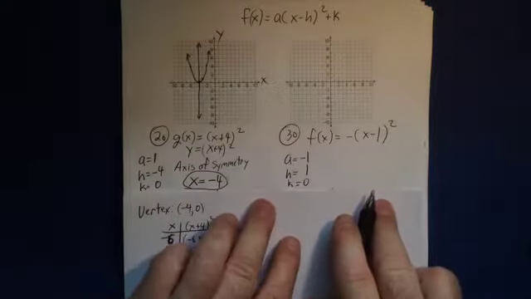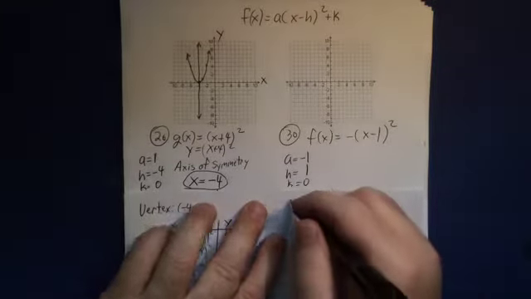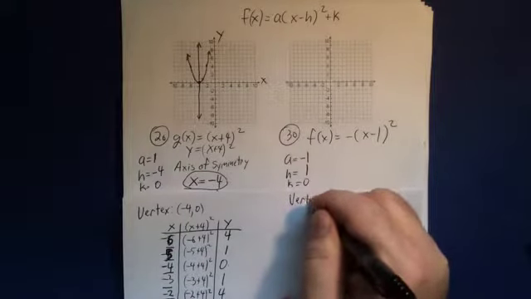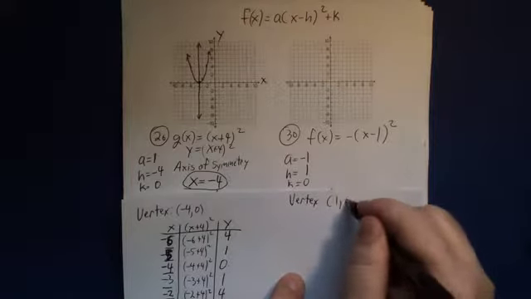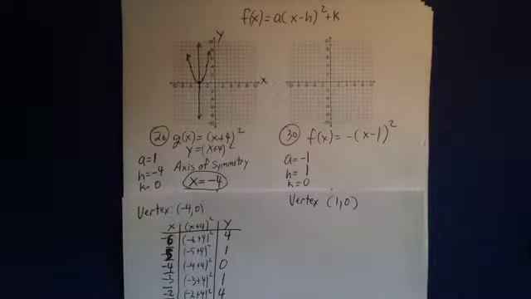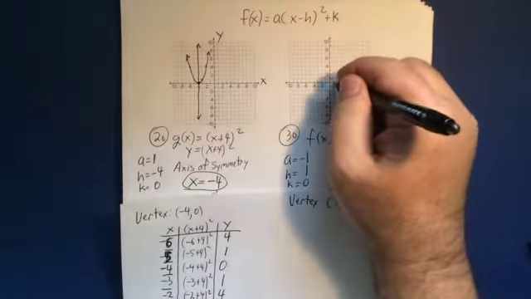So let's take a look at this now. The first thing we're going to do is identify the vertex. And we get the vertex from the value of h and k, and that's going to be 1 and 0. So we're going to put that point on the graph now.